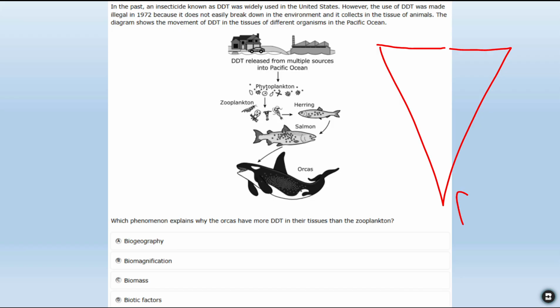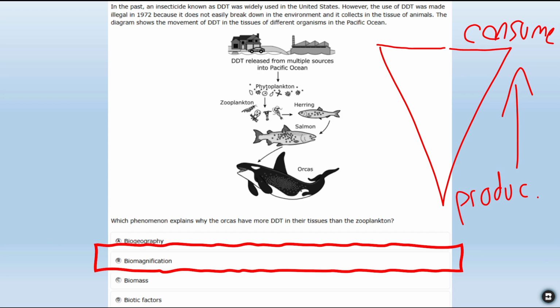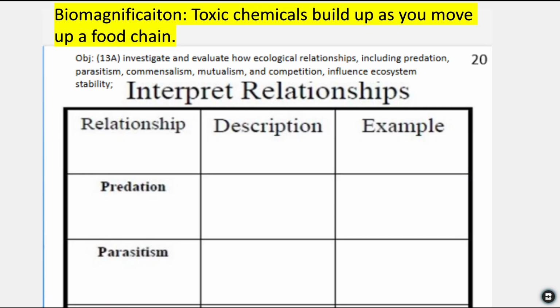As we move up from producer to consumer, pollution builds up, and this buildup was called biomagnification. So on the top of your notes, page 20, go ahead and write in the term for biomagnification. Toxic chemicals build up as you move up a food chain.